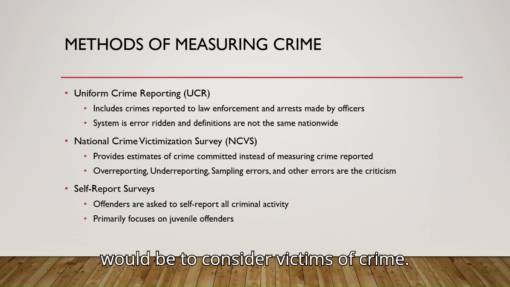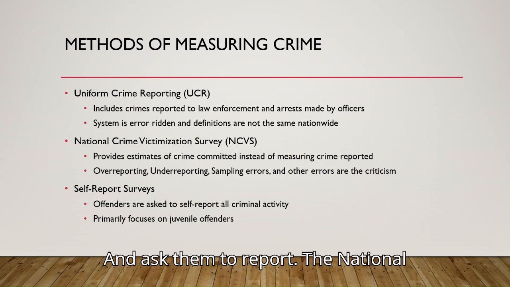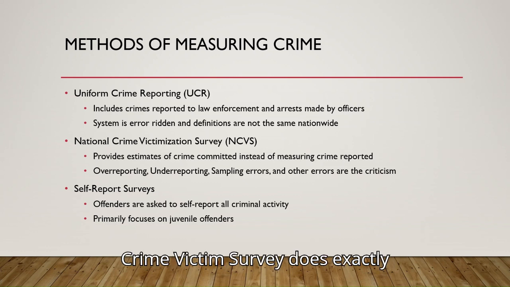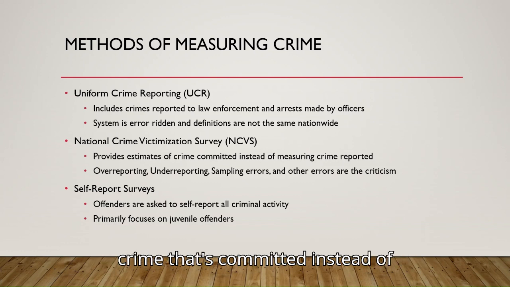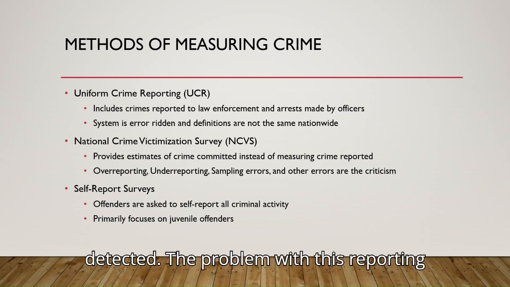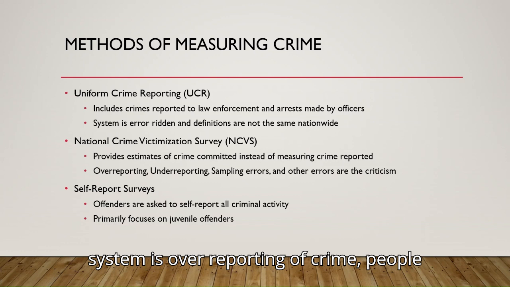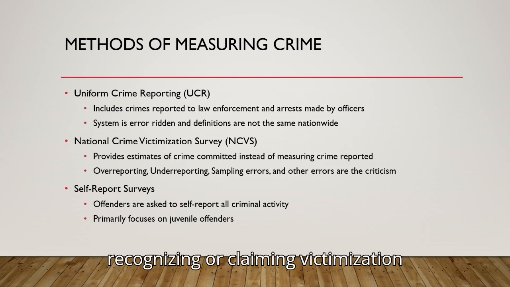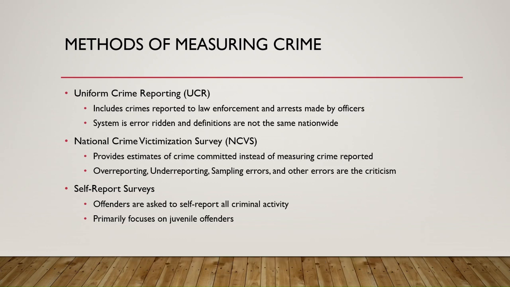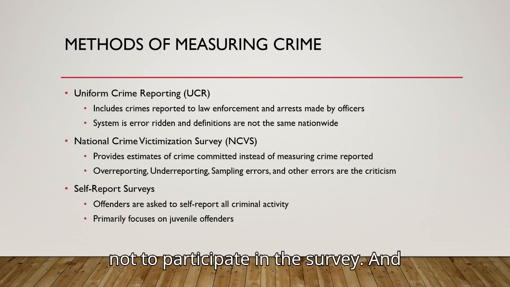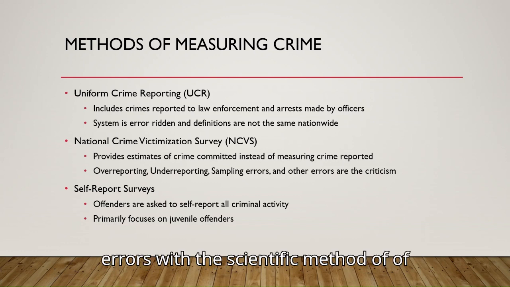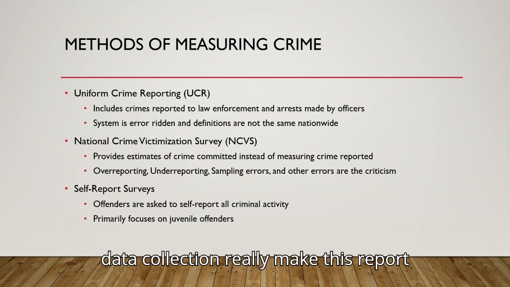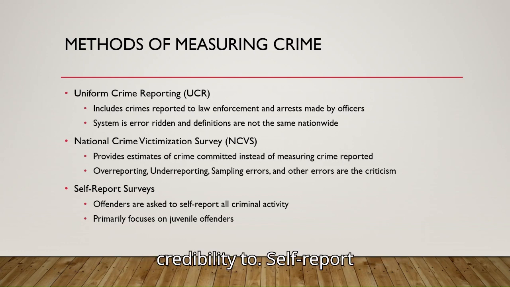So the next step would be to consider victims of crime and ask them to report. The National Crime Victim Survey does exactly that. It helps us to provide estimates of crime that's committed instead of crime that's been reported or even detected. The problem with this reporting system is over-reporting of crime, people recognizing or claiming victimization when a crime never actually occurred, under-reporting, people who simply choose not to participate in the survey, and then, of course, sampling errors with the scientific method of data collection really make this report sometimes difficult to put a lot of credibility to.